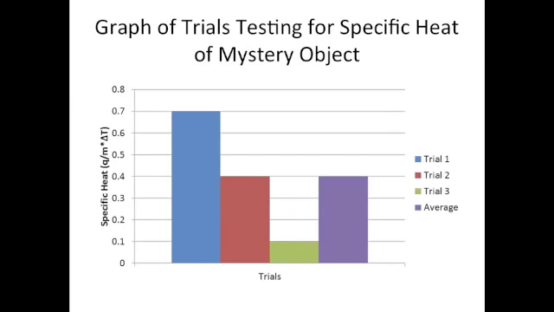This is the graph of Table 2. Here, there are different values for the specific heat of the mystery object. In Trial 1, we had the result of 0.7 joules per gram degrees Celsius. In Trial 2, we had the result of 0.4 joules per gram degrees Celsius. And in Trial 3, we got 0.1 joules per gram degrees Celsius. The average of these varying values of specific heat capacity was 0.4 joules per gram degrees Celsius.